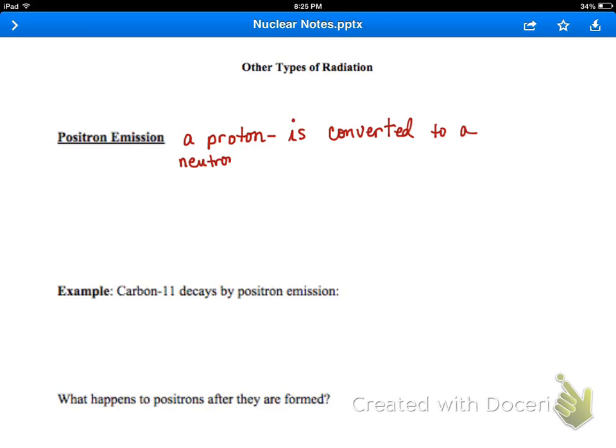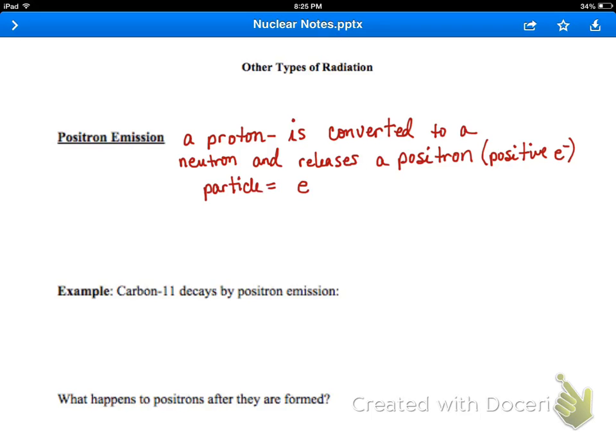So other types of radiation include positron emission, which is where a proton is converted to a neutron and releases a positron, which is a positive electron, which is kind of a strange thing. It has no mass. And the particle looks like this. So it's an electron with a +1 on the bottom instead of a -1. And that gets spit out.